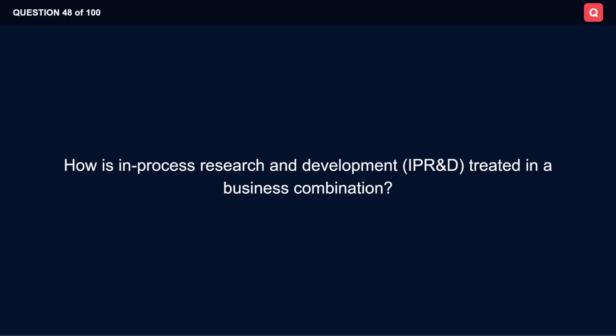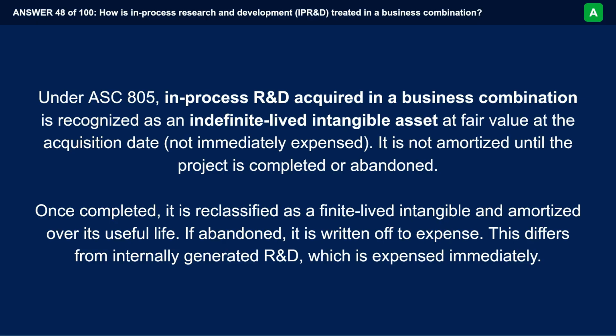How is in-process research and development, IPR&D, treated in a business combination? Under ASC 805, in-process R&D acquired in a business combination is recognized as an indefinite-lived intangible asset at fair value at the acquisition date, not immediately expensed. It is not amortized until the project is completed or abandoned. Once completed, it is reclassified as a finite-lived intangible and amortized over its useful life. If abandoned, it is written off to expense. This differs from internally generated R&D, which is expensed immediately.